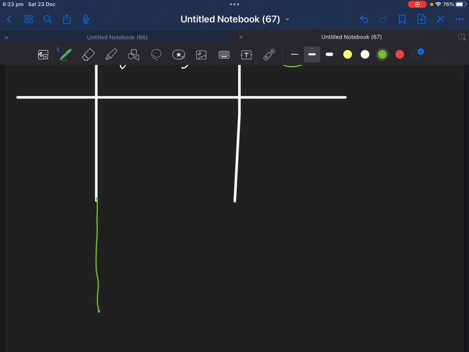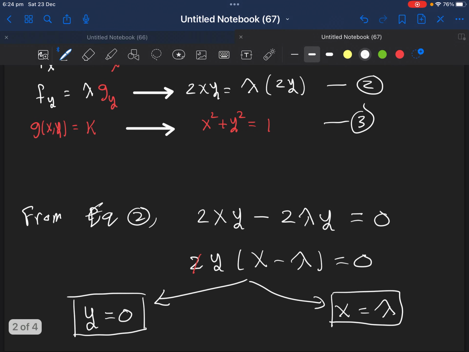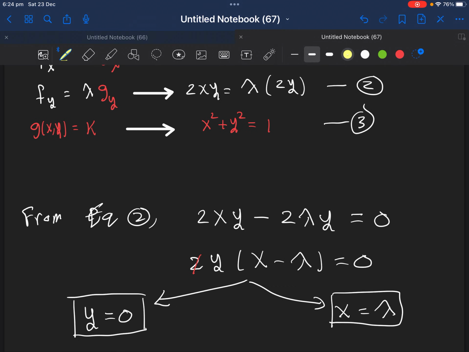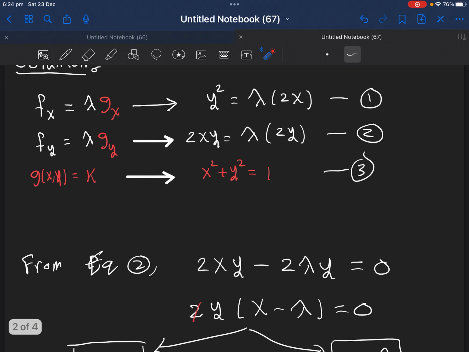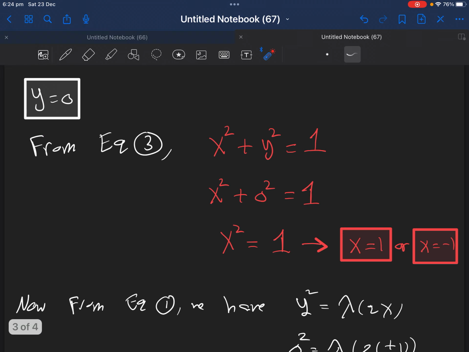So what we do next is we have to go and search for the other values. We did y equal to 0. I think we did this part. So just let me click it up. We did this part. What we will do next is assume x equal to lambda. Now, if we put x equal to lambda, I think we could use equation 1 and equation 3. Let's see how we will do this.